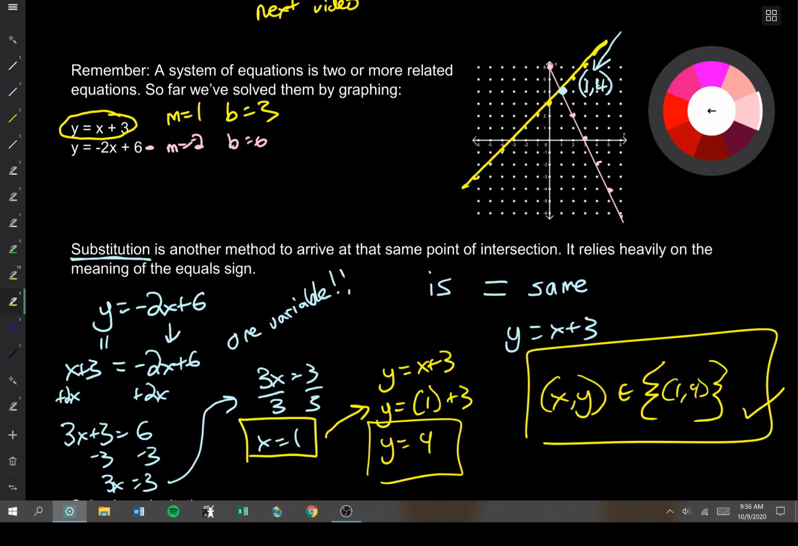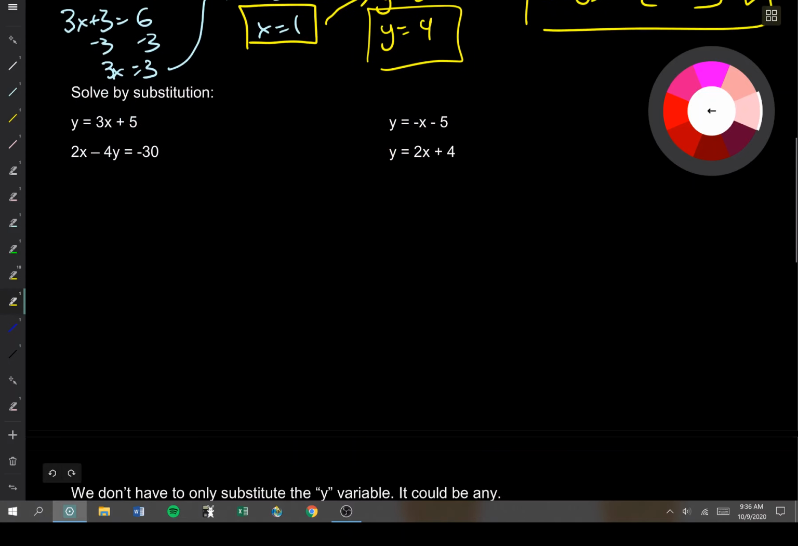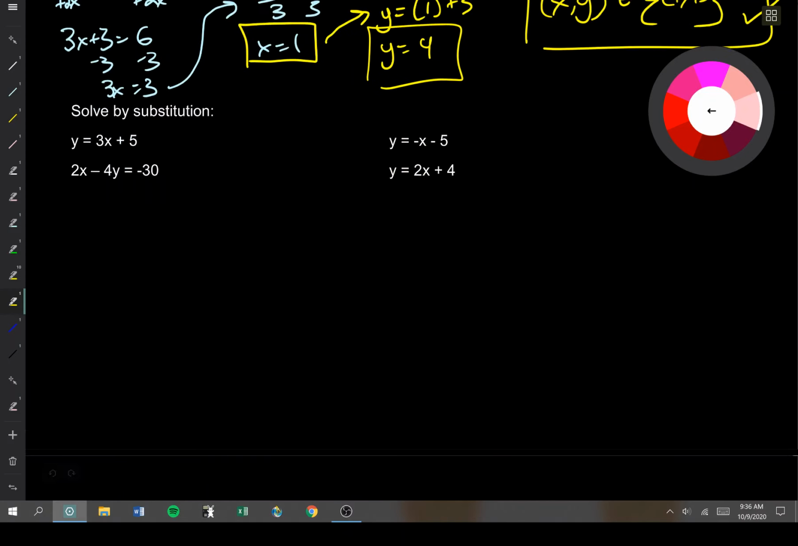Okay, so when you solve by substitution, you get a variable by itself, and then plug what it's equal to into the other equation. So here's some examples. In this first problem, I have this variable y all by itself. I know that it's equal to 3x plus 5. So I'm going to take this 3x plus 5 and plug it into this y right here.